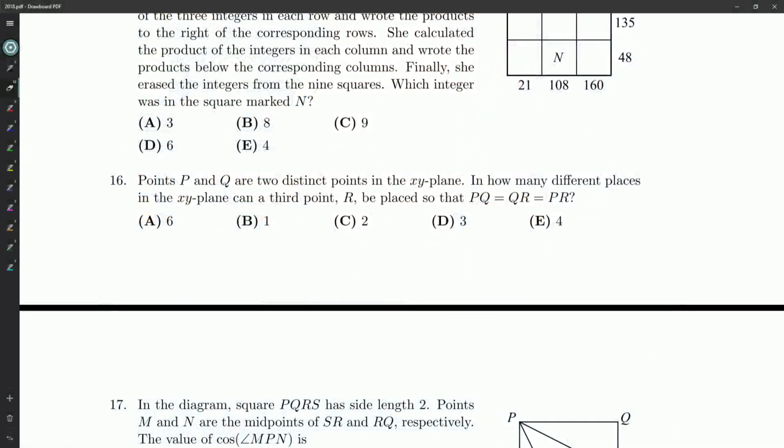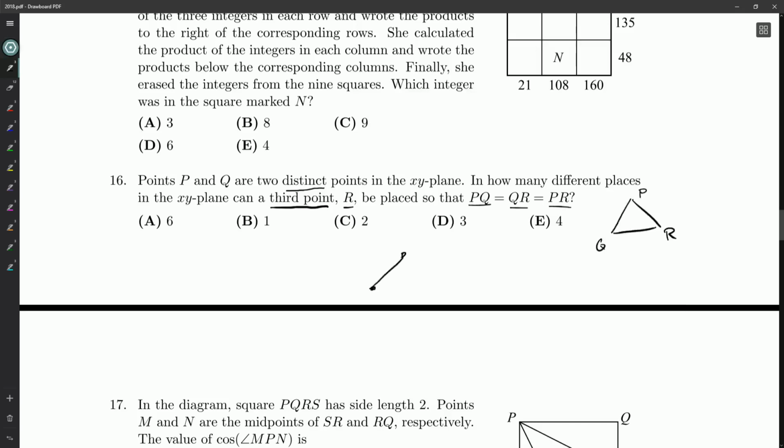With more of our 2018 Fermat paper, we're going to be looking at question 16. Points P and Q are two distinct points in the XY plane, so standard coordinates, so they're distinct. How many different places in the XY plane can a third point, R, be placed so that PQ is QR is PR? So the lengths are the same. So these points are just going to form an equilateral triangle. So they give us PQ, and we have to figure out, well, how many other places can you have?